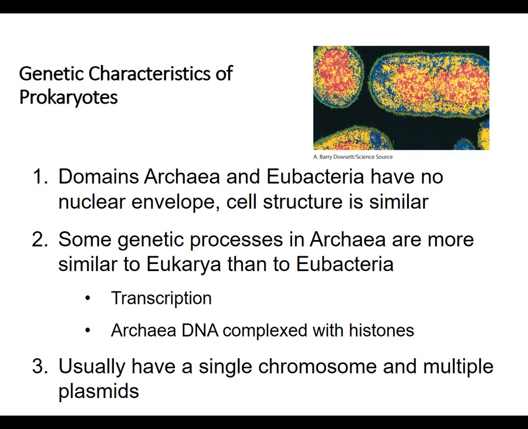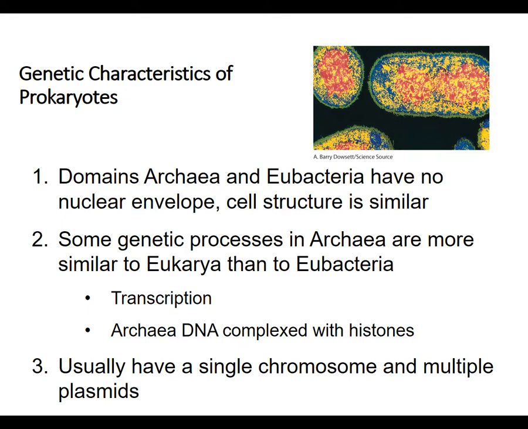So I'm going to talk a little bit about genetic characteristics of prokaryotes in this chapter, and then we will spend one entire chapter dedicated to the genetics of prokaryotes. As you can see, the domains archaea and eubacteria are both the prokaryotic domains, and those contain organisms that have no nuclear envelope. That's why they're called prokaryotes. And their cell structure is similar in a lot of ways. They're fairly simple. They have DNA, ribosomes, cell wall, cell membrane.